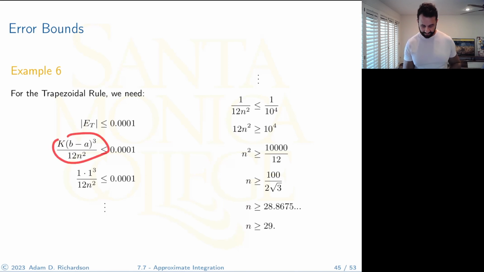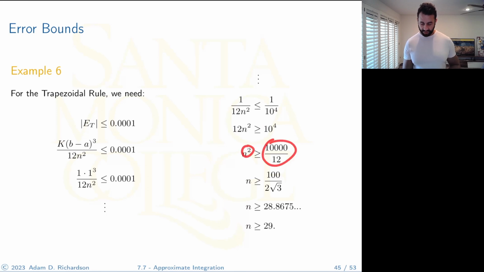So here's the formula for trapezoidal rule. We're going to plug in what we know. We chose k to be 1. b minus a is equal to 1 because it's 1 minus 0. And n is what we're solving for. We don't know what n is. There we go. So now we have everything here except for n, and we just have to solve for n at this point. So simplify this side. I'm going to write it as 1 over 10 to the 4th, just because it's easier to work with fractions, I think. That means that 12n squared has to be greater than or equal to 10 to the 4th.